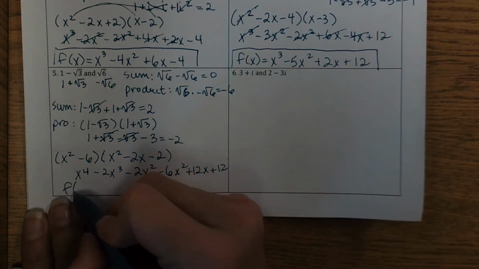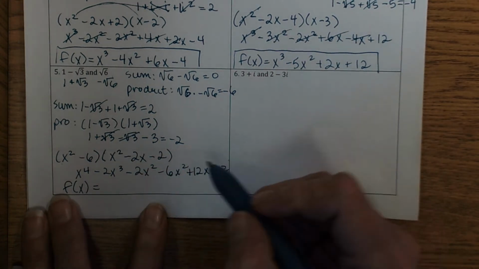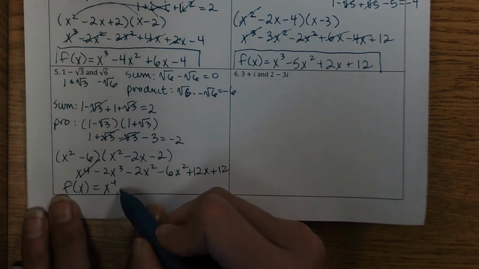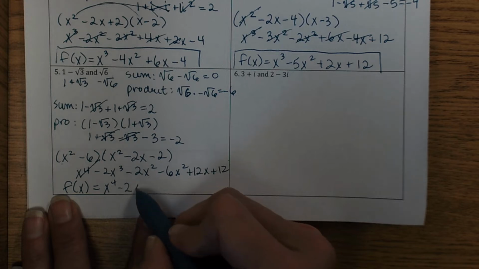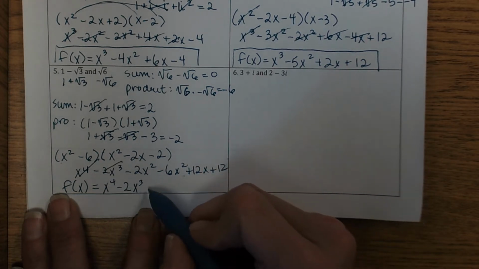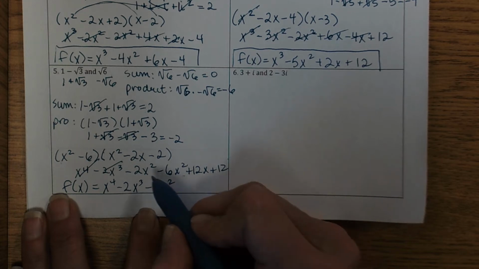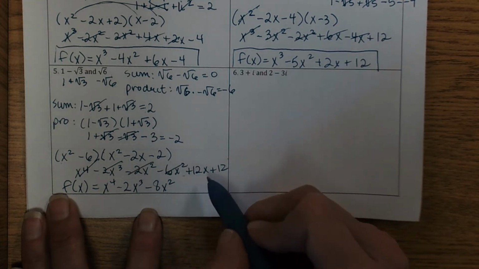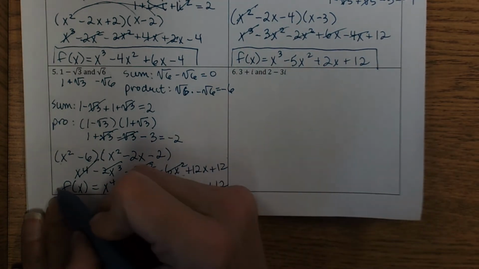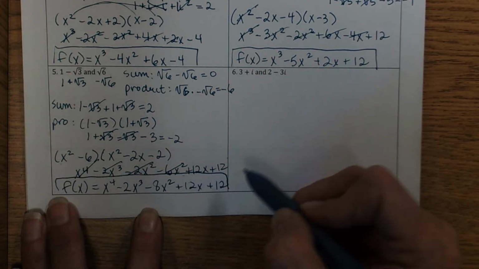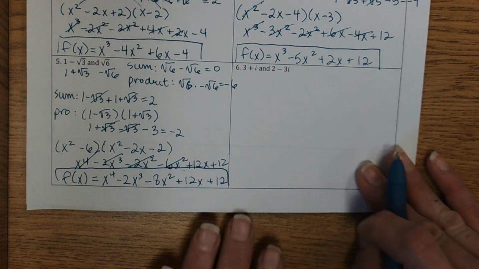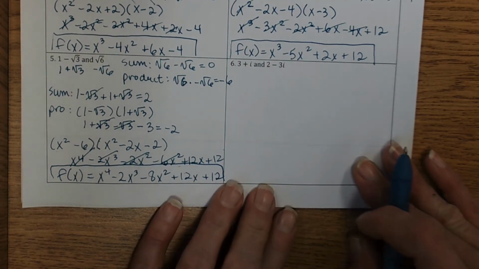And we just combine all of our like terms. So I have x to the fourth. I have 1x to the third, so I'm just going to write that one. Now I have these 2x squareds, so that's going to give me negative 8x squared. And then I have just one x term and my constant. So there is our polynomial with those radical factors.